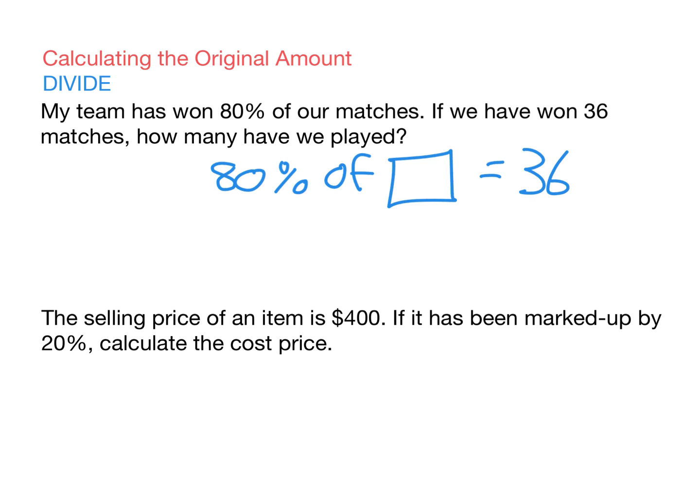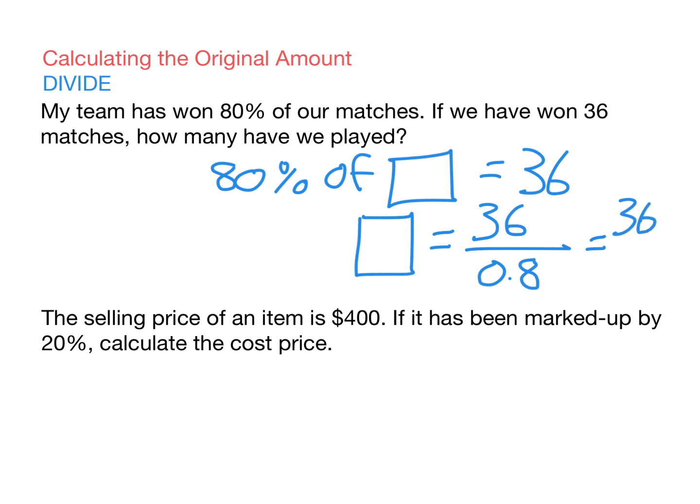So when finding a percent of a quantity, we times, but because we're finding the original, we're just going to divide. All we're going to do to find the number that goes in the box is take 36 and divide it by 80%. You can write it as a fraction or decimal, either 36 divided by 80 over 100 or 36 divided by 0.8. Either way, you get an answer of 45. The answer is 45 because if you take 80% of 45, then you get 36.